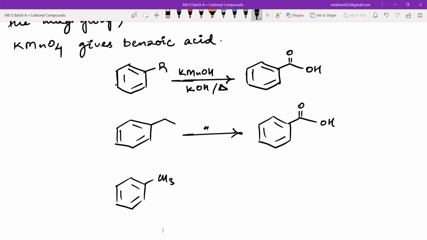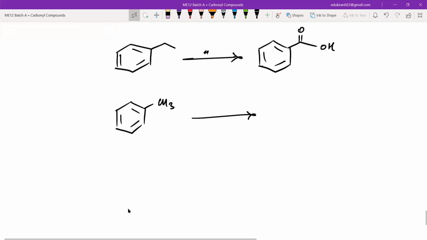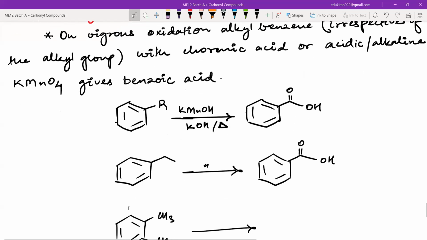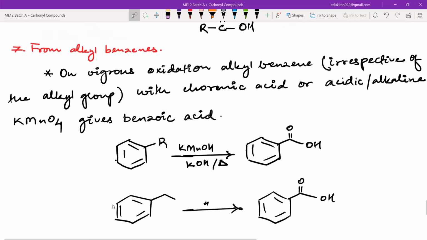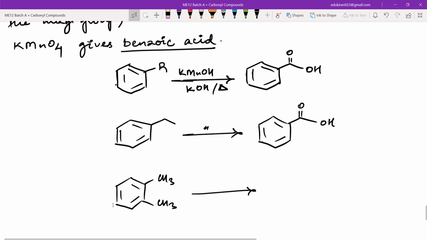So you write the groups. Sure, it doesn't matter how many alkyl groups are there. For example, tell me. The second one, you should have one more carbon, right? No, we are talking about benzoic acid. Irrespective of the alkyl group, you will get benzoic acid. That's what I'm saying. Yes, sir. Got it?